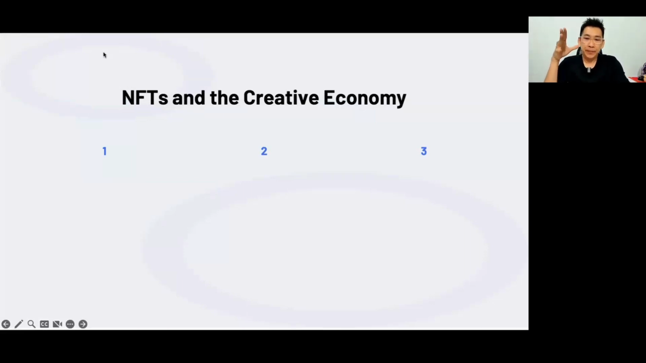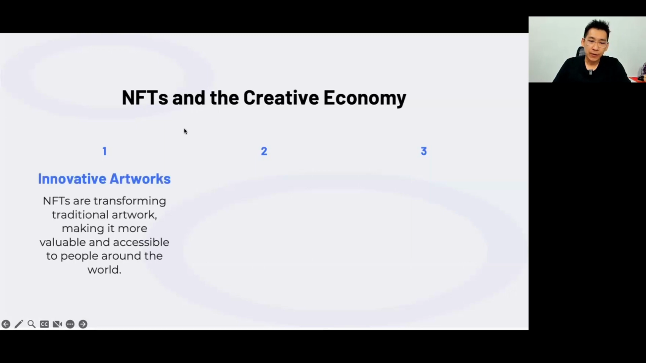NFTs and blockchain. And the next part you want to understand about NFTs is the creative economy: how it helps the content creators or the creatives, how it sparks digital art opportunity and so on. So let's look at it from these 3 points.